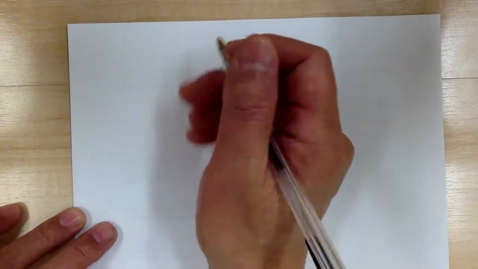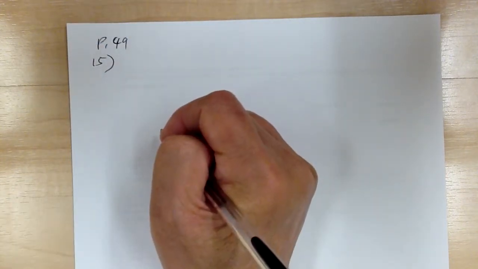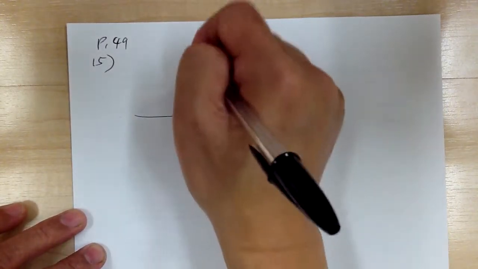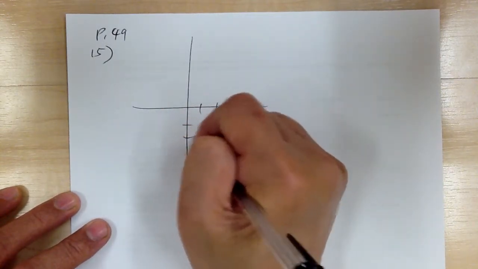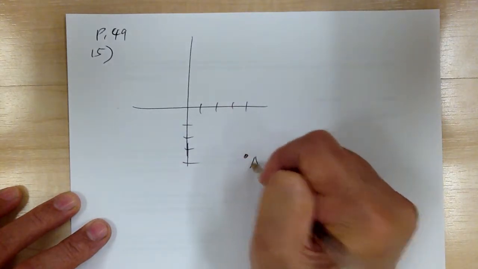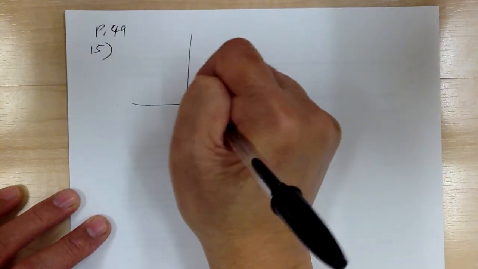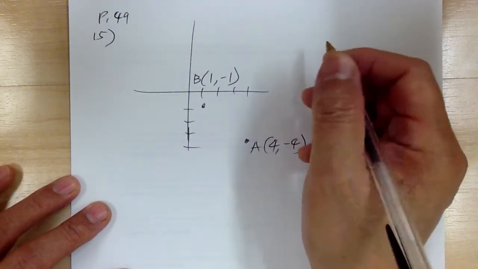Okay, let's go to 15. Okay, number 15, again, get your information down first. So you got a point at 4, negative 4. So point A is 4, negative 4. And the point B is 1, negative 1. And you're doing it twice as far from A.